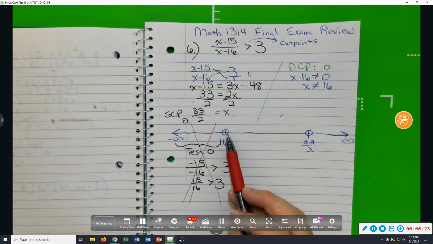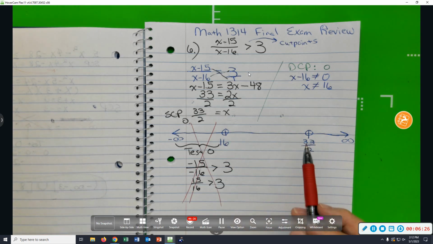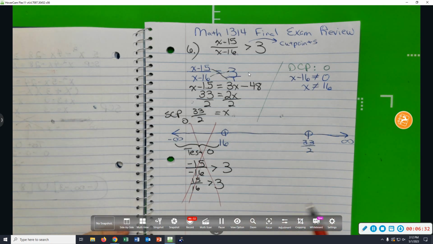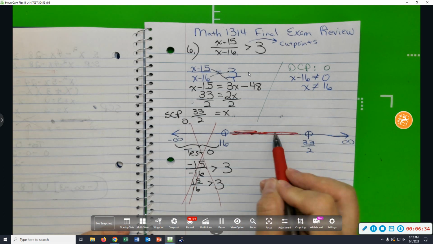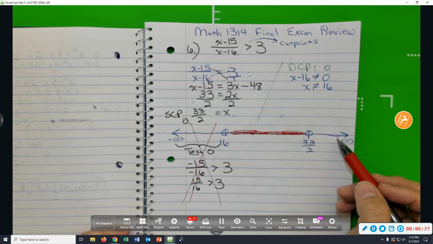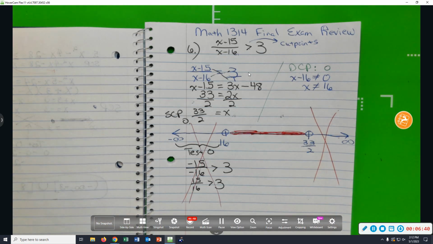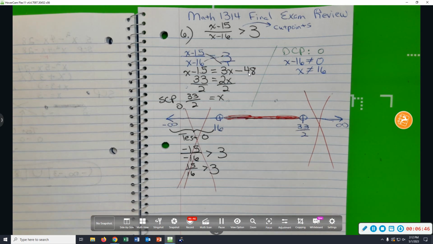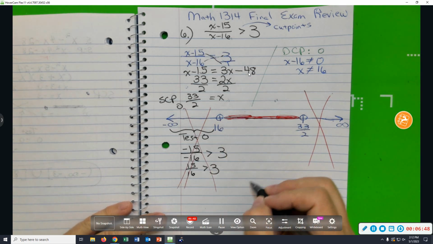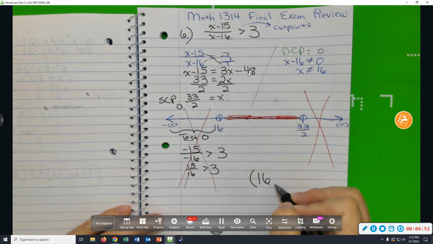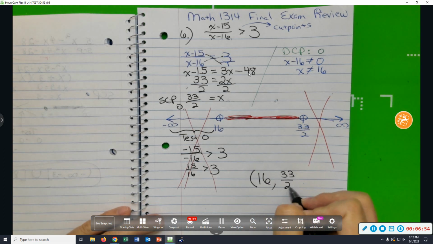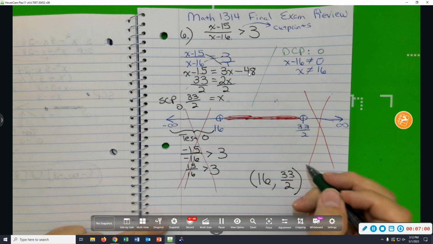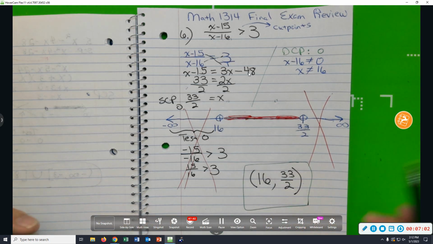If we had tested a number between 16 and 16 and a half, something like 16.1, what do we expect to happen? Shade or cross out? Shade. And here? Okay. So, our final solution written using interval notation. We have an open circle, so a parenthesis, 16, comma, 33 halves, another open circle, so another parenthesis. Any questions there?